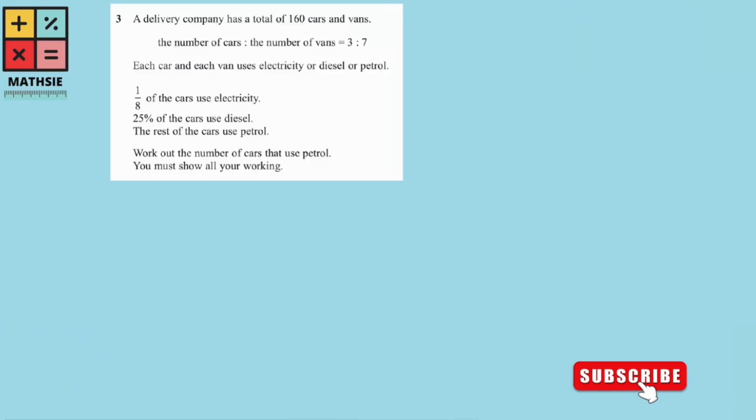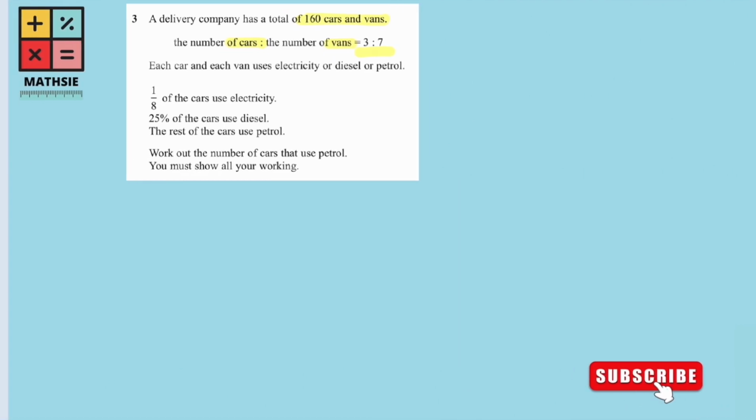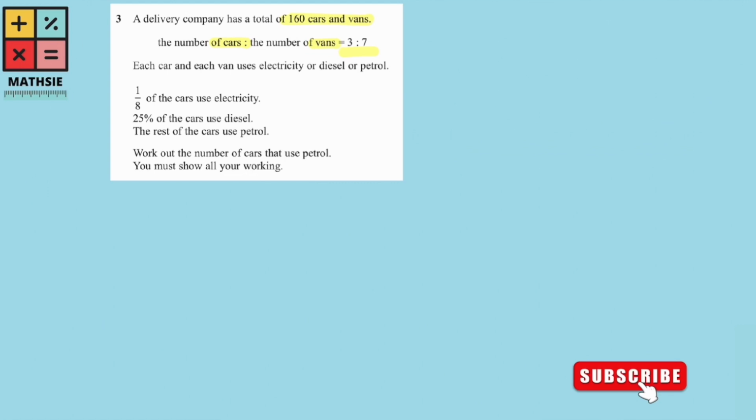Okay, so now that we're done with question 2, let's take a look at question 3, which says that a delivery company has a total of 160 cars and vans. The number of cars to the number of vans is 3 to 7. We also know that each car and van uses electricity or diesel or petrol, and in addition, we know the proportions of those. An eighth of the cars use electricity, 25% of the cars use diesel, and the rest of the cars use petrol. We are asked to work out the number of cars that use petrol.